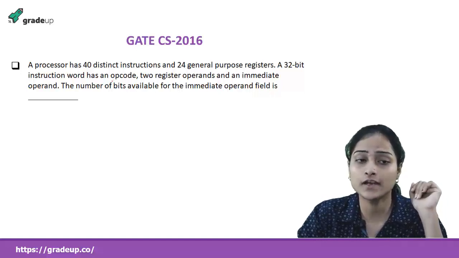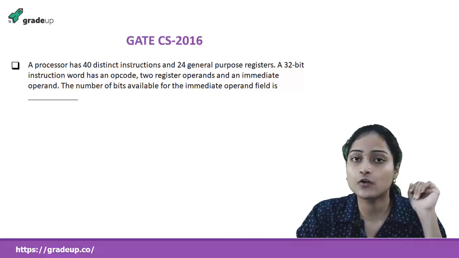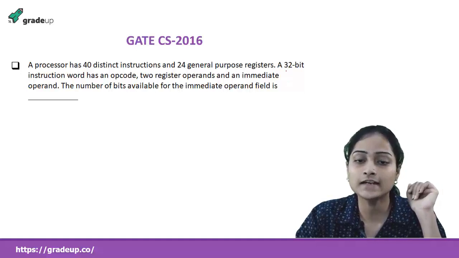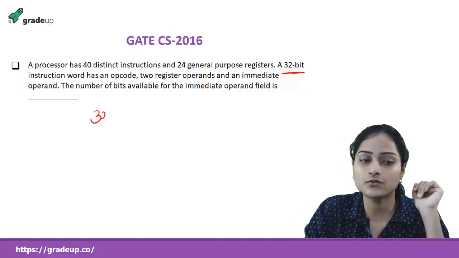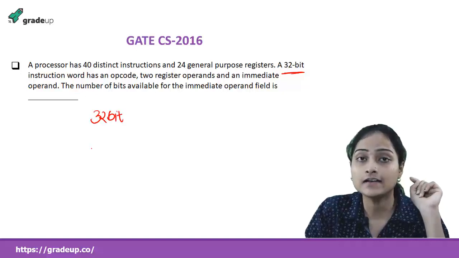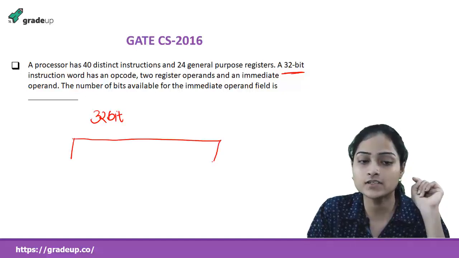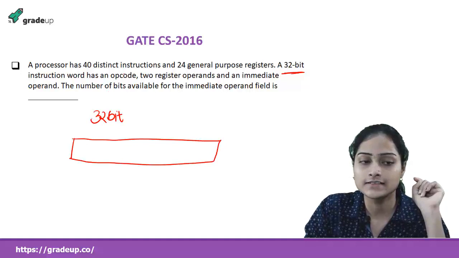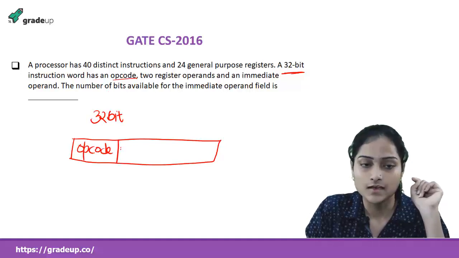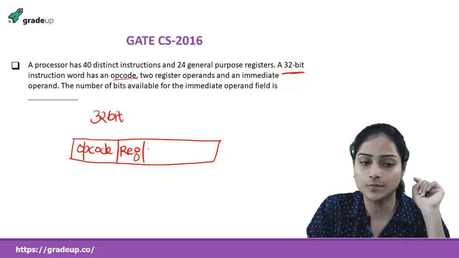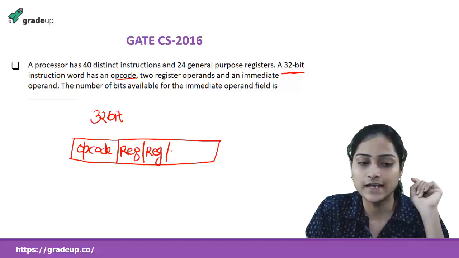Here it says that you have a processor which has 40 distinct instructions and 24 general purpose registers, and it also gives us the size of the instruction. The size of the instruction here is 32 bits, and it also mentions the things which are part of my instruction: the opcode, 2 register operands, and 1 immediate field.